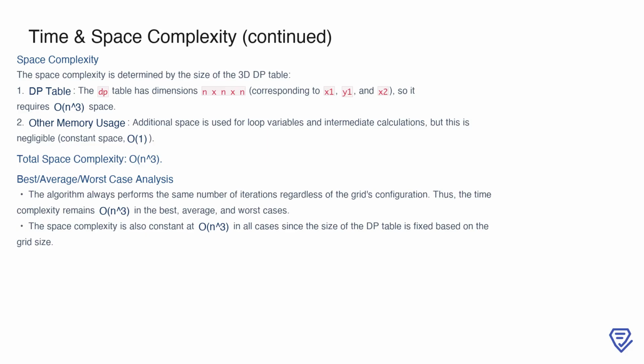Additionally, the time complexity remains O(n³) across all cases, best, average, and worst, because the number of iterations is fixed by the grid size. Similarly, the space complexity of O(n³) is constant in all cases, as the size of the dp table does not depend on the grid's specific configuration.